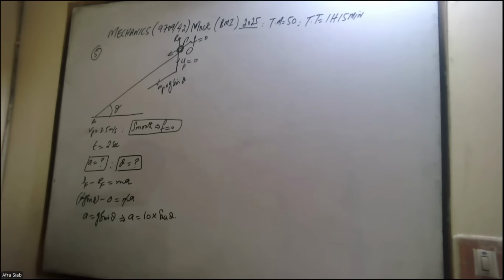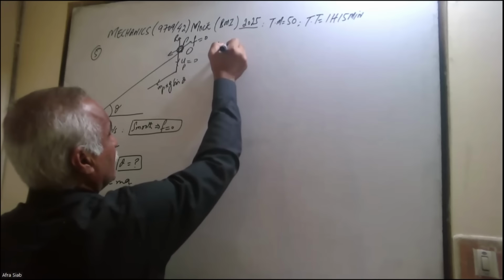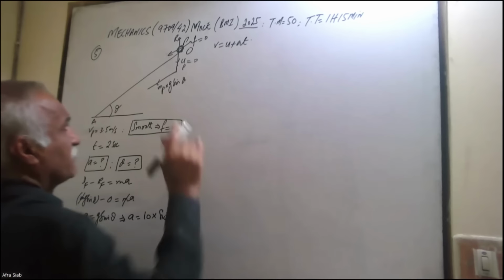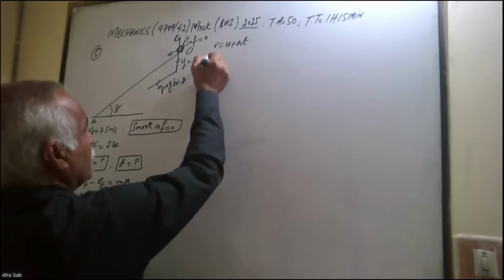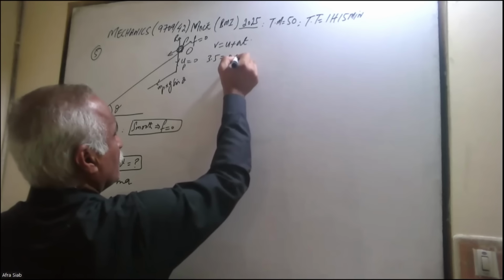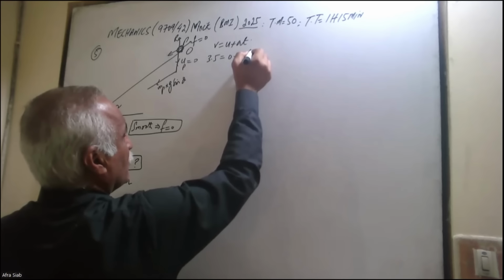So now we are going to calculate the value of this theta. But we know one thing, that its initial speed is 0, final speed is v. A we are going to first find out, and g is there. So we can use this equation, v is equal to u plus at. V is 3.5, u is 0, acceleration A is unknown, and time is 2 seconds. So A will be equal to 3.5 over 2, that is equal to 1.75 meters per second square.